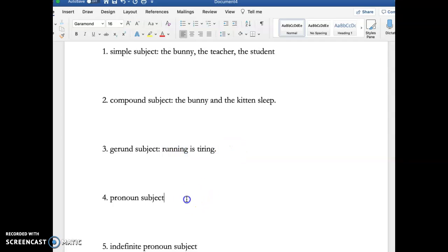A pronoun subject, the pronouns are like little words that we use so that we don't have to keep repeating ourselves. So I could say, the bunny woke up. The bunny was happy. The bunny ate a carrot. And you'd be like, oh my God, Alexine, stop saying bunny, right? So the pronoun is like a little word that you could use instead, like the bunny woke up. She ate a carrot, and you understand that she refers to the bunny.